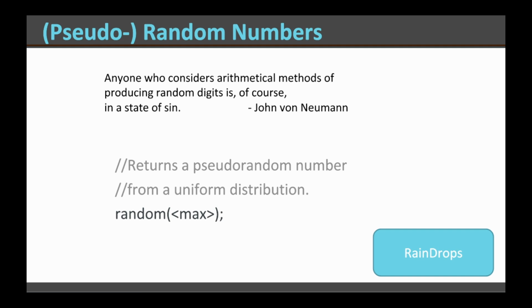So a quote from the famed computer architect John von Neumann: "Anyone who considers arithmetical methods of producing random digits is, of course, in a state of sin." What do you think he means? I'm sure he wasn't talking about the demonic qualities of Dungeons and Dragons with rolling dice. What was he referring to? It also is linked to why we call them pseudo-random numbers and not random numbers.